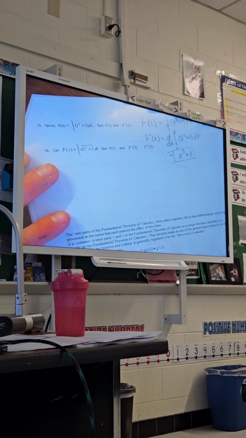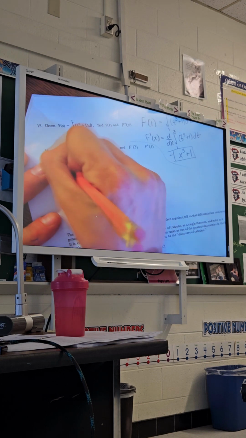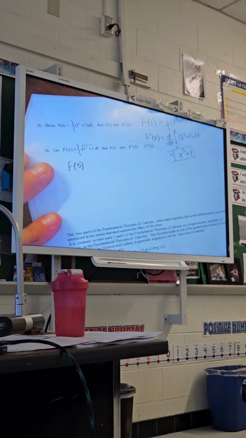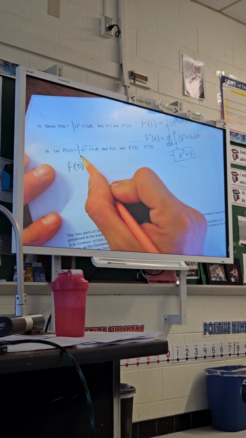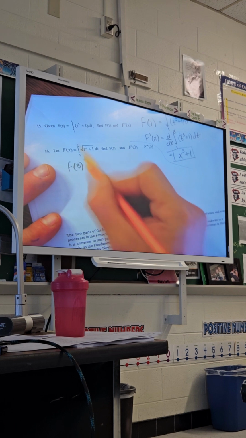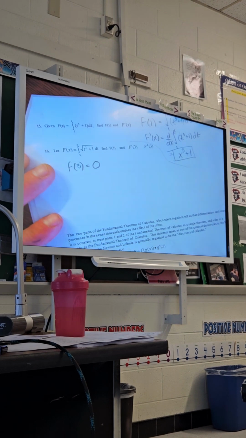So F of 3, we should be able to answer right away. F of 3 should be really simple for this one because the lower limit is 3. So when you're looking from 3 to 3, it's going to be 0.